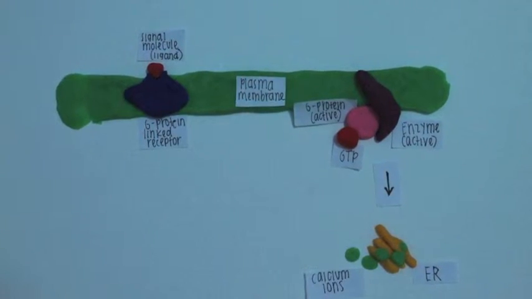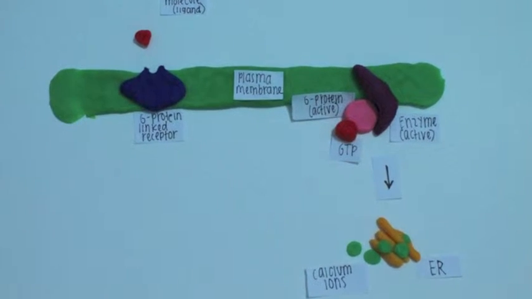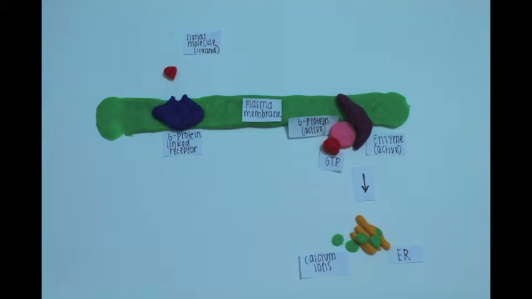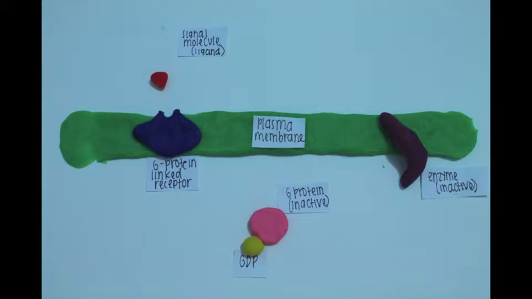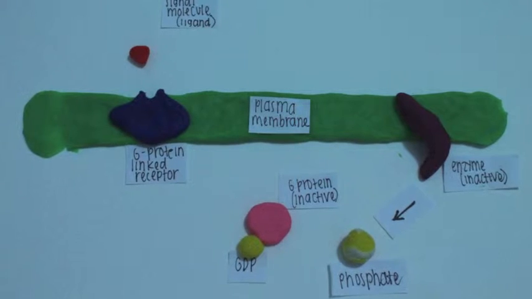The enzyme adenylyl cyclase is activated, which turns ATP into cyclic AMP, activating a protein kinase to trigger a cell response, which in this case is calcium ions being released from the endoplasmic reticulum. Once the signal molecule is removed, the active G protein becomes inactive with GDP, which deactivates the enzyme and releases a phosphate.